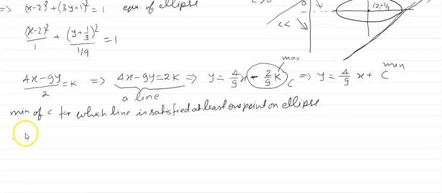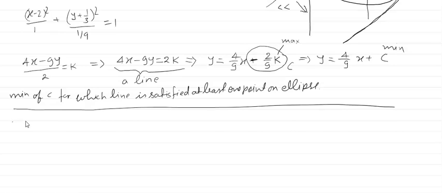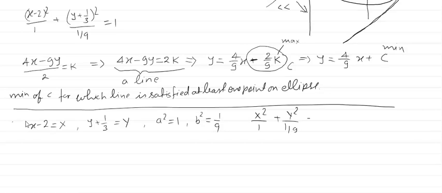If we shift the origin to the center of the ellipse, then x minus 2 will become capital X, and y plus 1 by 3 will become capital Y. Then a square becomes 1 and b square becomes 1 by 9. So the ellipse equation will be X square over 1 plus Y square over 1 by 9 equals 1.